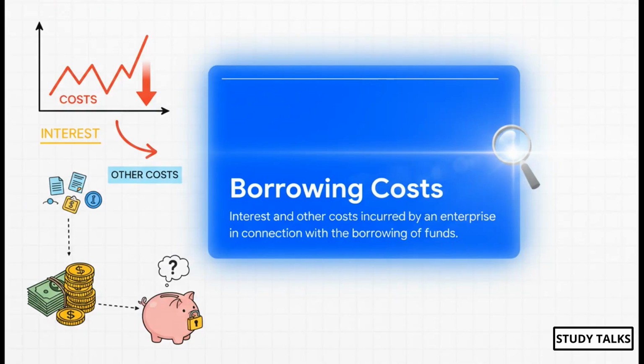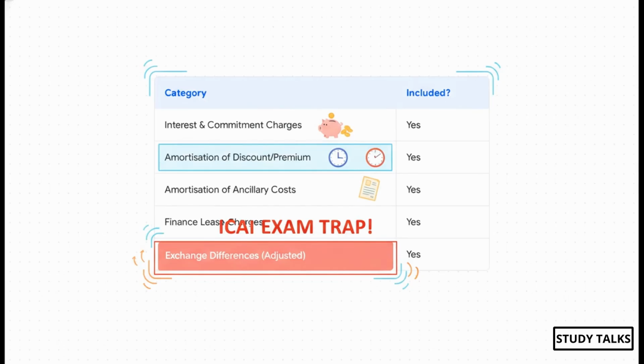First up, borrowing costs. The official definition is pretty broad. It's not just interest. It's interest and other costs that you incur when you borrow funds. Now this is where it gets interesting. Of course, regular interest and commitment charges are in, no surprise there. So is the amortization of things like discounts or premiums on borrowings, and any extra costs like processing fees. Even finance lease charges from AS 19 make the list.